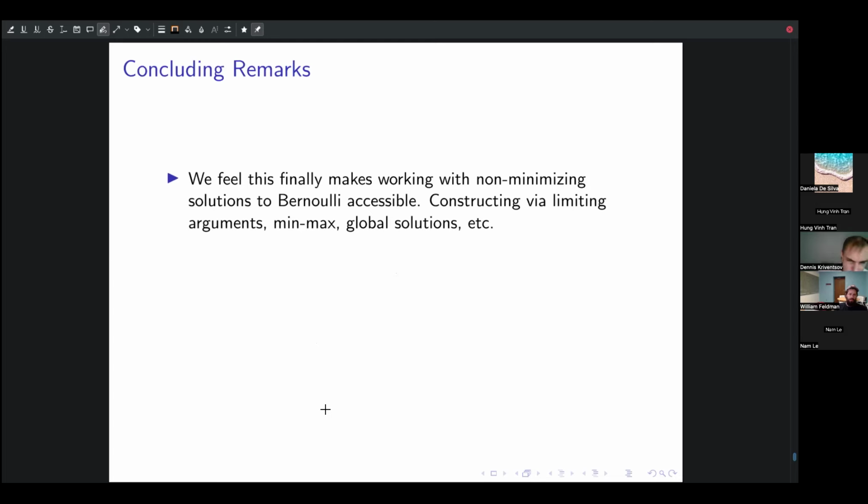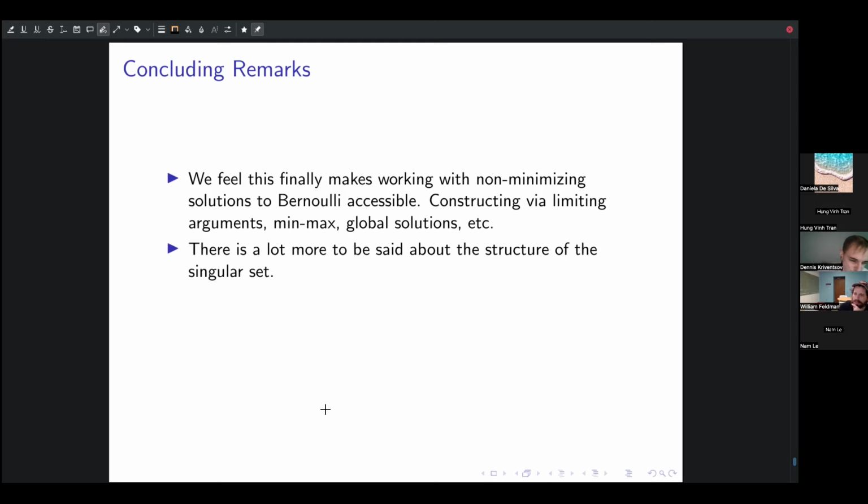Okay, let me just make a couple of remarks in conclusion here. So we feel that this makes working with non-minimizing solutions to Bernoulli more accessible. So constructing solutions via limiting arguments or some kind of min-max or some constrained optimization, studying global solutions, like entire solutions, and trying to classify them, or taking limits of entire solutions. This is all kind of more doable in this framework.